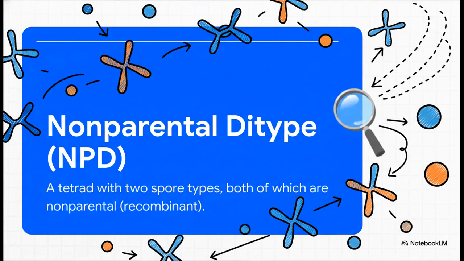Next, we have the non-parental ditype, or NPD. And this is pretty much the exact opposite of the PD. This outcome only happens when a very specific kind of gene shuffling goes on, and it results in spores that are all different from the original parents. So when we see an NPD, it's a huge red flag that recombination definitely happened.